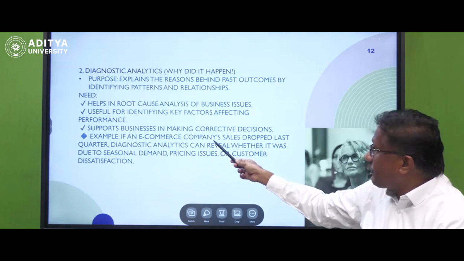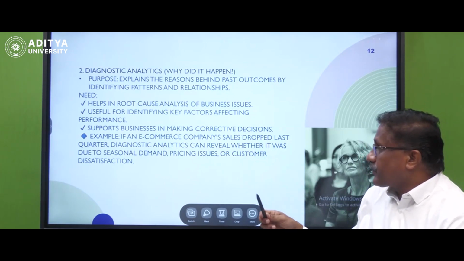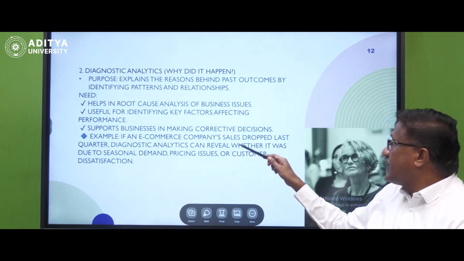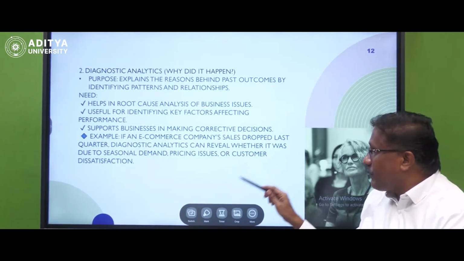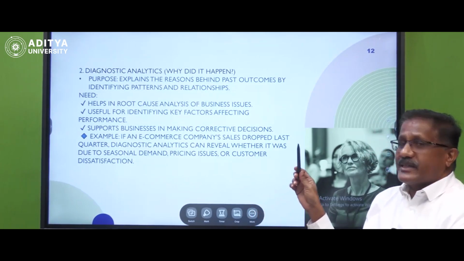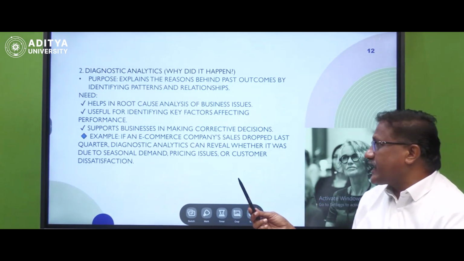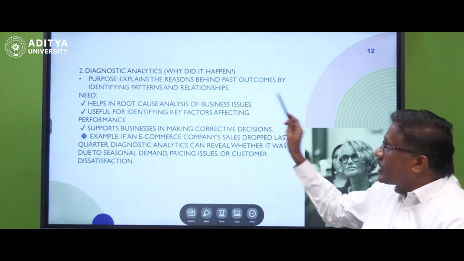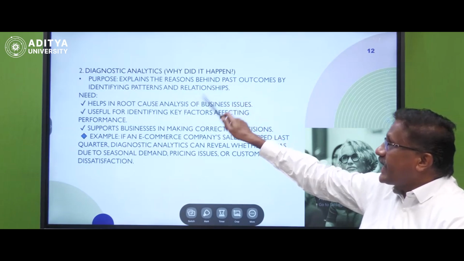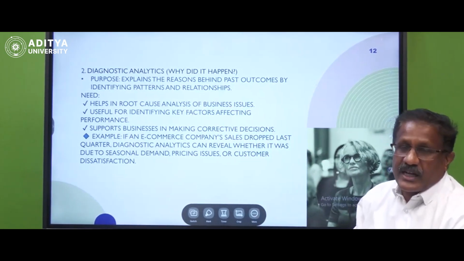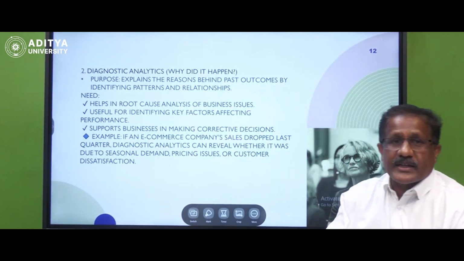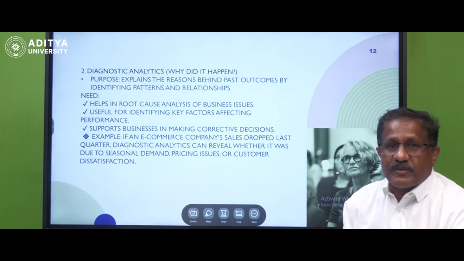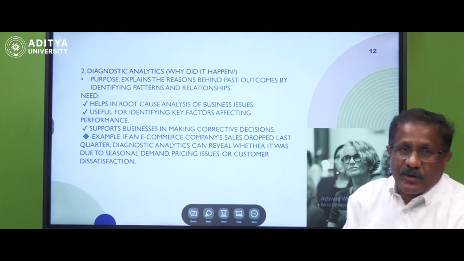for example, an e-commerce company's sales dropped last year. Why did it happen? We have to reveal that through diagnostic analytics. It was due to seasonal demand, pricing issues, or customer dissatisfaction. There are so many factors. Which factor affects the business is the root cause. This root cause finding analysis comes under diagnostic analytics. There are various examples. For example, we can talk about the students' performance in the present semester. Why did the students not perform well? In which semester did they perform well?